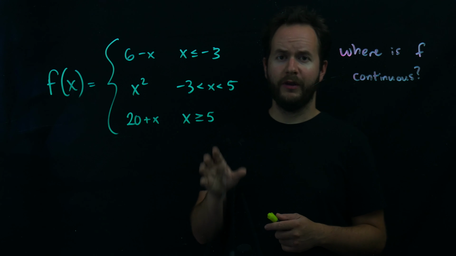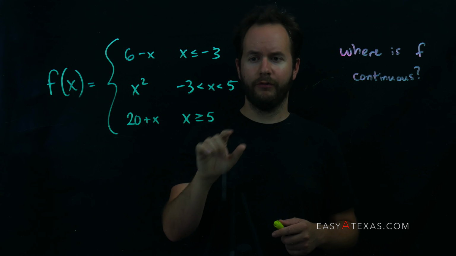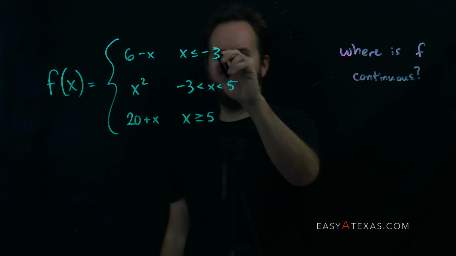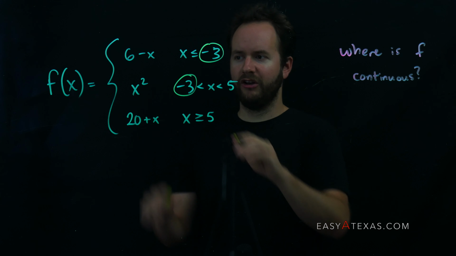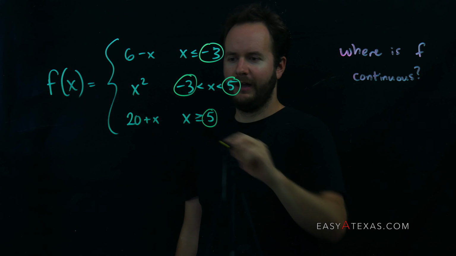We need to figure out where this piecewise function is continuous. I'm going to draw your attention to a couple points, namely -3 and 5. These are what I call junction points because they serve as the branch connecting this piece of the function to this piece of the function. Same thing for 5 as well.